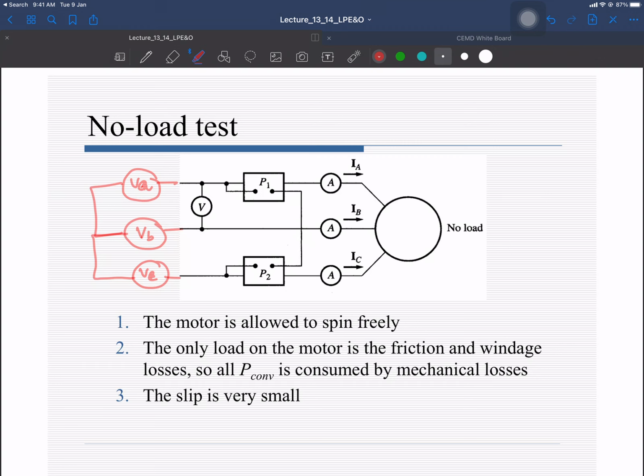And the motor is allowed to spin freely. No load is connected, no mechanical load is connected with the shaft of your machine. The only load on the motor is the friction and the windage loss. So all power that is converted into the mechanical form is consumed by the mechanical losses, because there is no output.